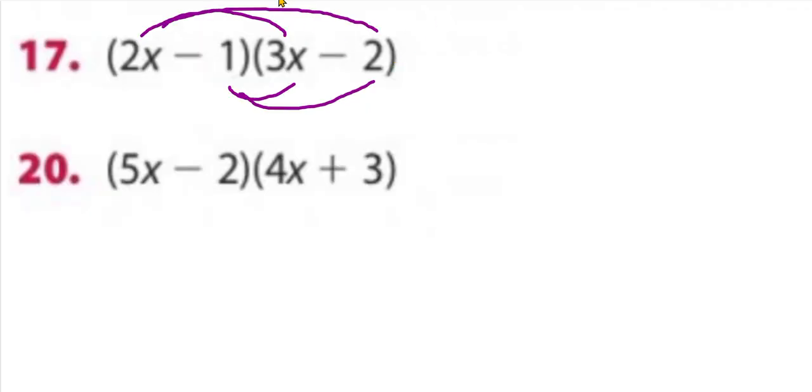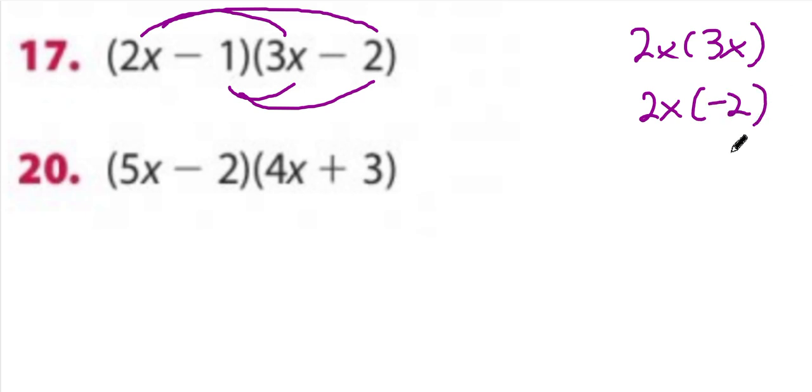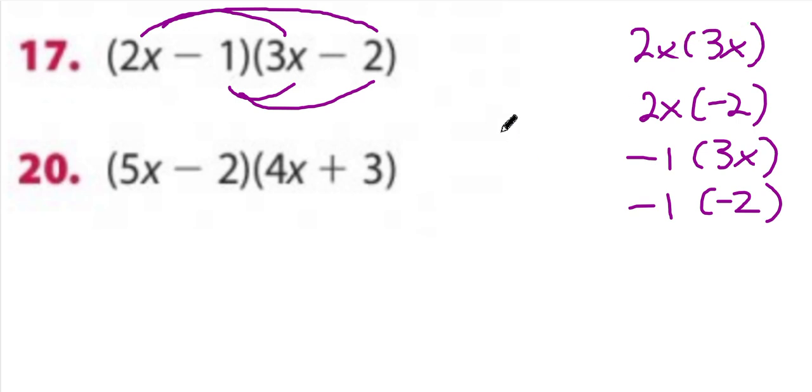So we're doing question 17 and we're multiplying this out. And what we get is 2x multiplied by 3x, the first line. 2x multiplied by minus 2 is the second line. Minus 1 multiplied by 3x is the third line. And minus 1 multiplied by minus 2 is the fourth one, okay? Let's multiply all these out. What's 2x times 3x? Okay, that's that one gone.